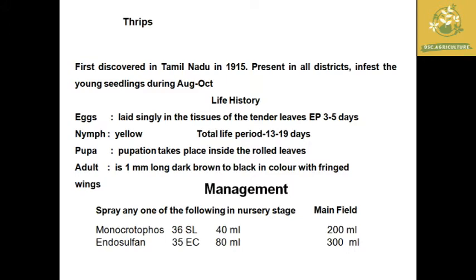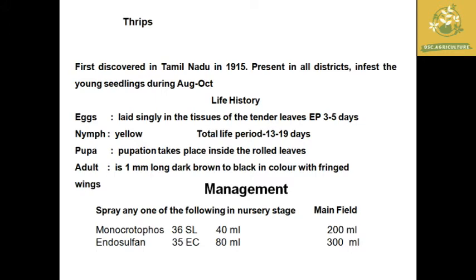Regarding the characteristics of the nymphs, they are mainly yellow in color, and the total life period is around 13 to 90 days. After the nymph stage, pupation takes place in the rolled leaf of the younger seedlings, where drying from tip to bottom happens during the nymph stage in the younger plants. The adult is 1 mm long with brown to black fringed wings.